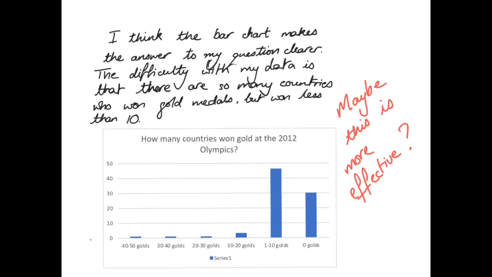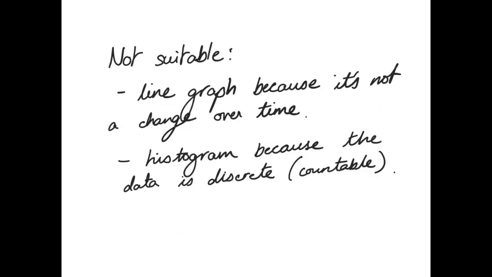I don't mind which one you do. So which graphs wouldn't have worked? Well, I couldn't have used a line graph because I'm not showing a change over time. And a histogram wouldn't be suitable because my data's discrete, it's countable. There's a distinct difference between 1 gold medal and 2 gold medals. So a histogram would have been inappropriate. I hope that makes sense. Hope I haven't gone through that too fast.